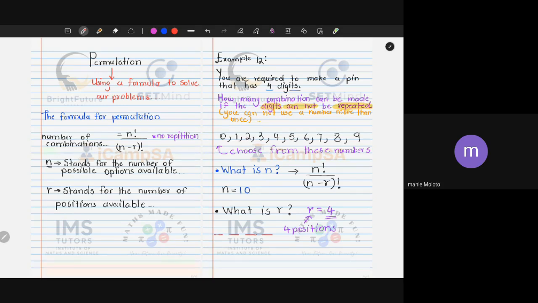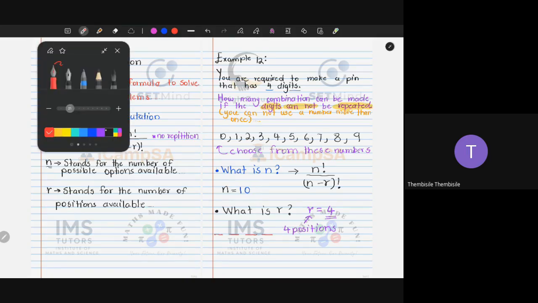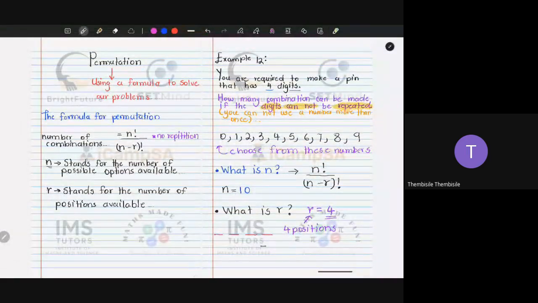So our N is 10. Is our R correct? Timbisile. Is my R correct? Yes, sir. Why is it correct? Because there are 4 positions. Yep, on point. So now, guys, we can go and calculate our answer. So it means we have 10 factorial divided by 10 minus 4 factorial. So if you use your calculators, you can get the answer.